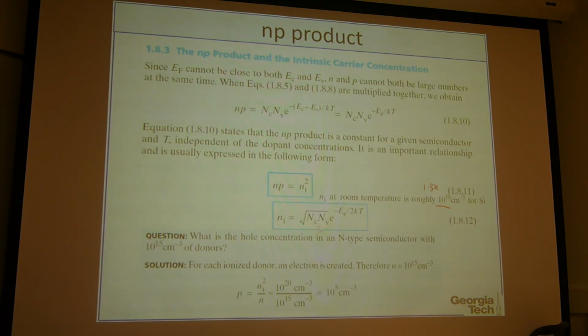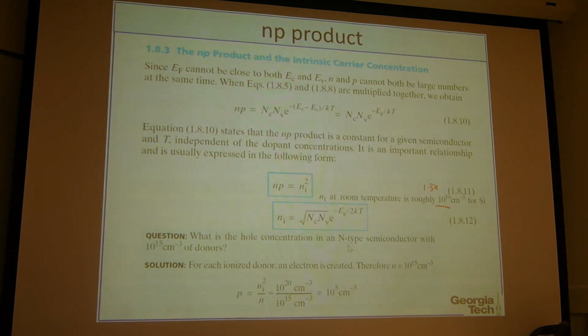Okay, so if we have this information, then let's do this question. What is the hole concentration in an N-type semiconductor with 10 to the power 15 per centimeter cubed of donors? This is a similar question to the last question in your homework. So how do we do this?